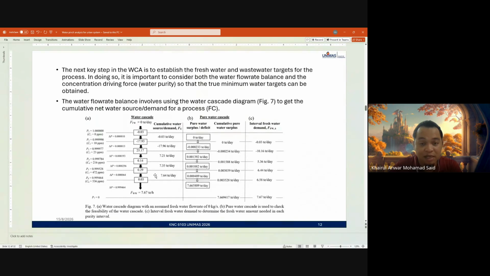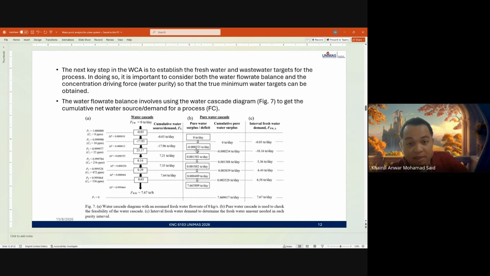You do the cascading until you obtain the wastewater flow rate of 7.67 tons per day. Should be ton per day, this one.